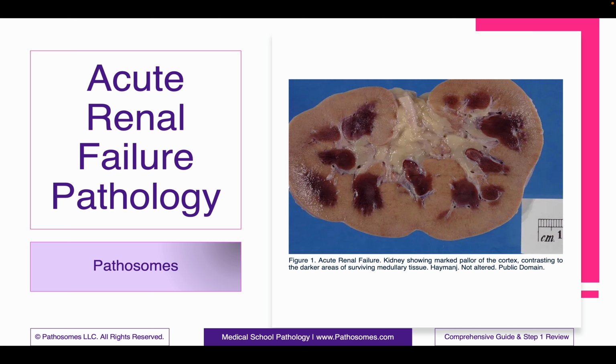What's happening in this image? Do you know what organ this is without reading the description? You see those pyramids, right? Yes, the kidney, but not just any typical kidney. This one is actually showing acute renal failure. We're going to be discussing this and much more in this presentation on acute renal failure pathology.